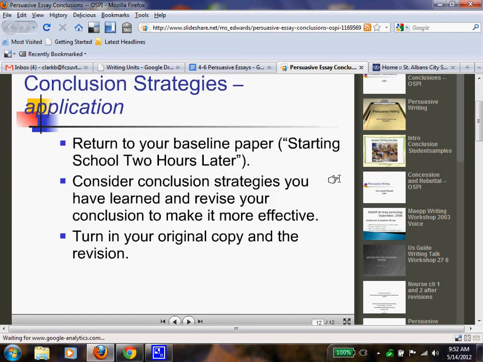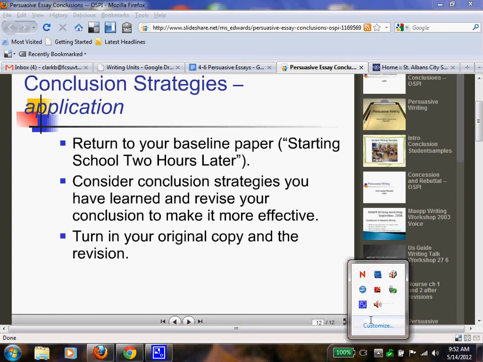Okay? Conclusion strategies. Now, return to your baseline paper, startling school 2 hours later. Consider conclusion strategies that you've learned, and then turn in the original copy and the revision. Now, we're going to forget about all this. Not necessarily all this, but we're going to remember that the strategies that we use, those strategies are what we really need to focus on. Be ready to talk about what you learned in class.